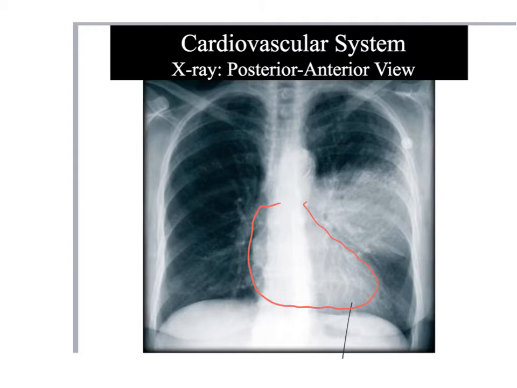The diaphragm. So here's the apex. Up here is the base. And this right here, I'm going to do it in blue. That muscle is your diaphragm. Okay? And the heart sits right on top of the diaphragm. Okay? Questions on where the heart is in the chest cavity?